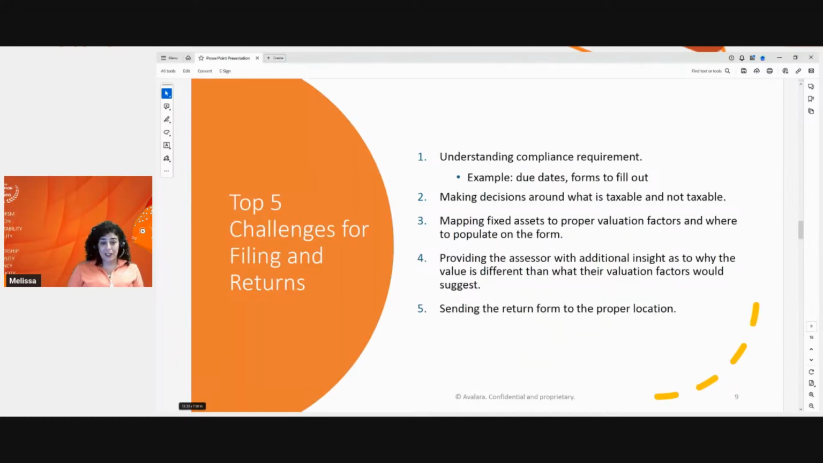So what are some of the challenges that befall us? I mean, we've all done this or we are all looking to do it. And so the challenges are definitely, first of all, what do you need to provide and when do you need to provide it by? So the due dates are really, really critical. And again, not every state has a statewide due date for returns or for bills. Sometimes it's county by county, sometimes it's city by city.